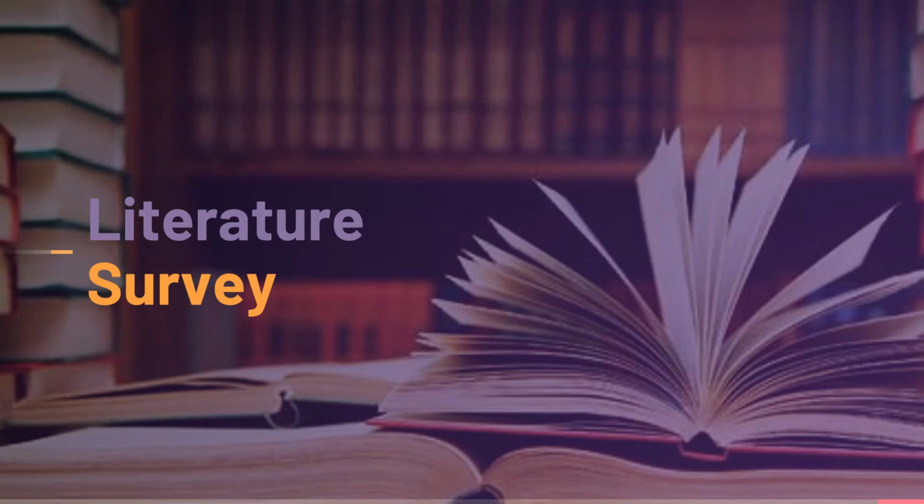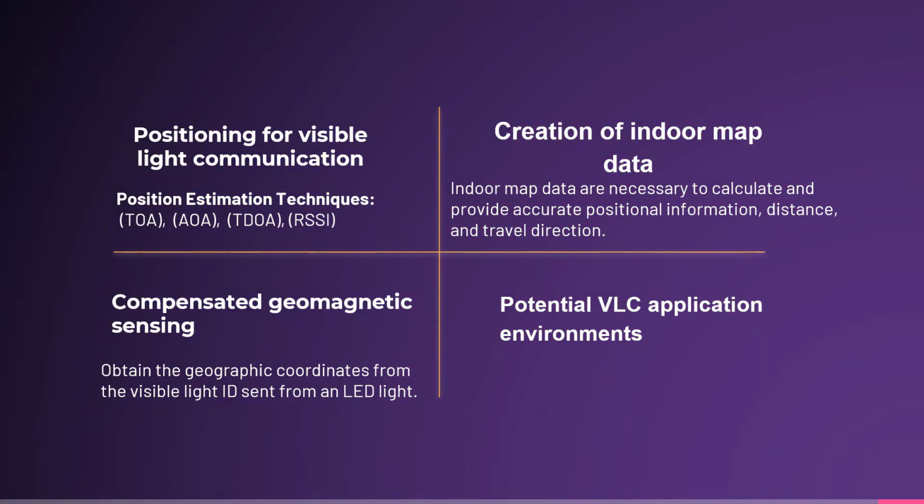Now let's go to the literature survey. In this part, we will talk more about visible light communication systems based on research and studies. There are four main points in a visible light communication system. The first one is position estimation techniques, which consist of time of arrival, angle of arrival, time difference of arrival, and received signal strength indication.